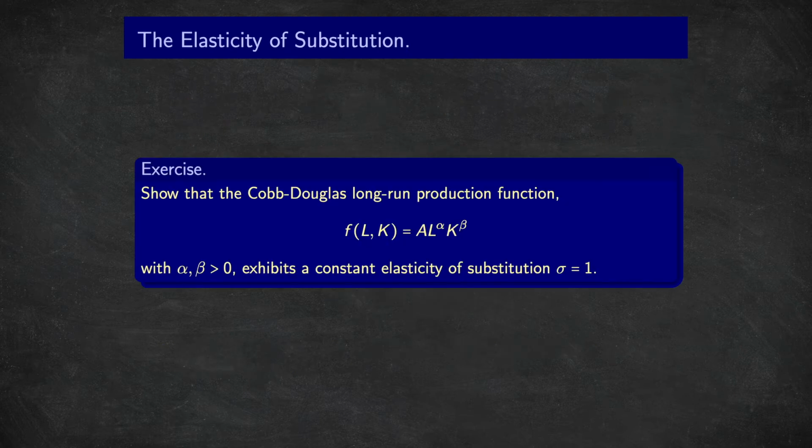So let's use this definition and work through some examples. As a first exercise, I would like you to practice by showing that for the Cobb-Douglas long-run production function, the function f of L, K is equal to A, some constant parameter capital A, multiplied by L to the power alpha, multiplied by K to the power beta, where alpha and beta are positive, if you calculate the elasticity of substitution at any point for this function, you always get the same number and it's always precisely equal to 1. Okay, so have a go at that yourself. I won't go through that in the lecture, but please ask questions if you struggle with this in any way.